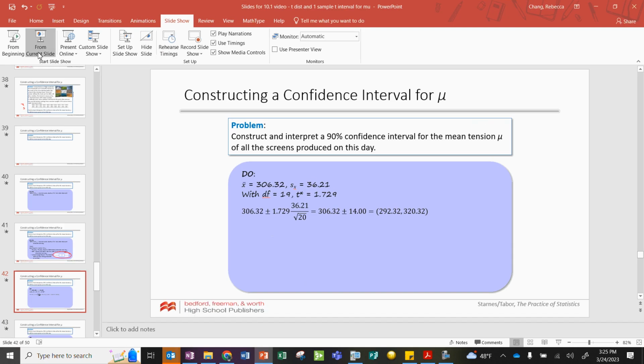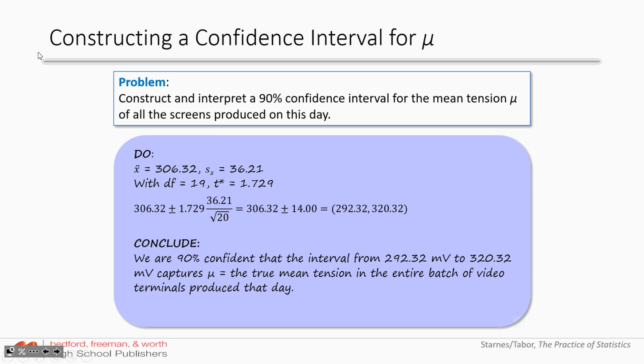Okay, so there's my confidence interval. We need to interpret it. We're 90% confident that the interval from 292.32 to 320.32 millivolts captures the true population mean tension in the entire batch of video terminals produced that specific day.